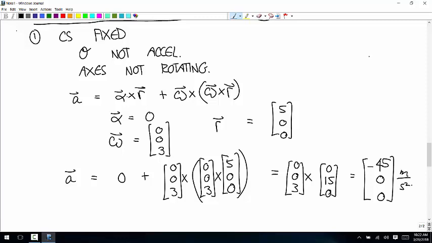Does the sign of that acceleration make sense? Yeah, all we have is centripetal acceleration, so it needs to be towards the center of the circle, which is the negative x direction. Any questions about that?